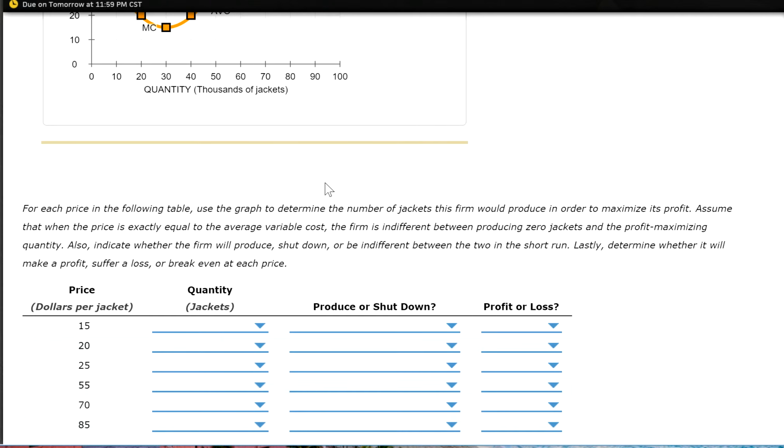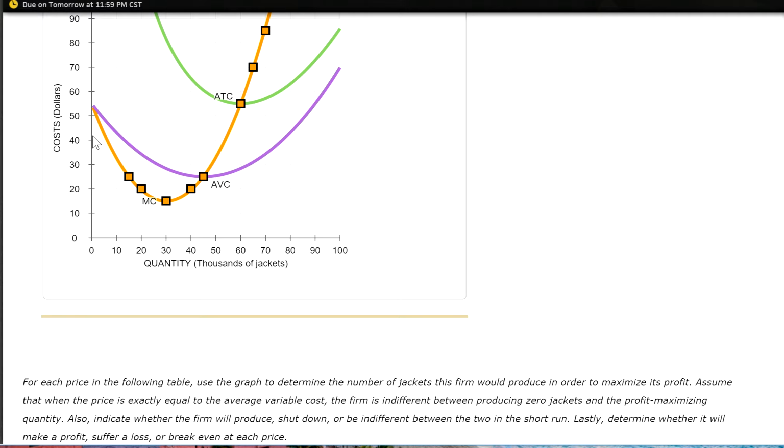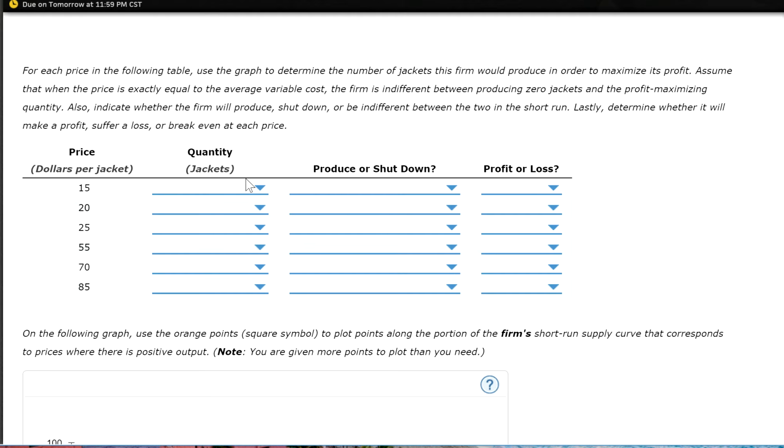Alright, so let's try this. When the price is at $15, look at your marginal cost curve. That will determine where the production quantity is. So at 15 is right here, and we're going to want to produce 30 units. So quantity is 30.